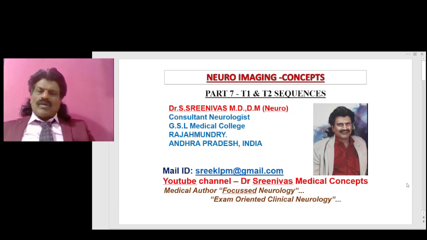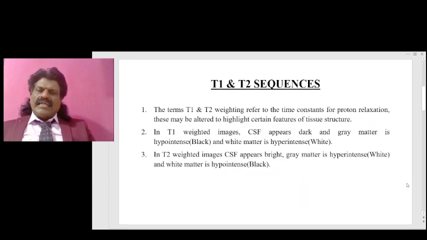Today we are going to talk about a very important MRI sequence known as T2 and T1 sequences. T1 and T2 sequences, neuroimaging concepts, part 7. The terms T1 and T2 weighting refer to the time constants for proton relaxation. These may be altered to highlight certain features of tissue structure. But how do we identify whether it's a T1 sequence or a T2 sequence?